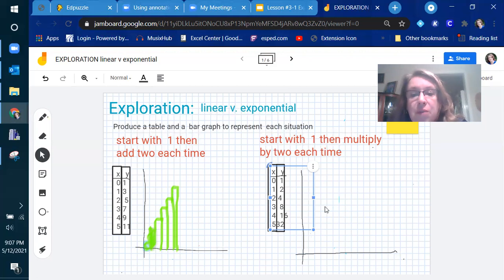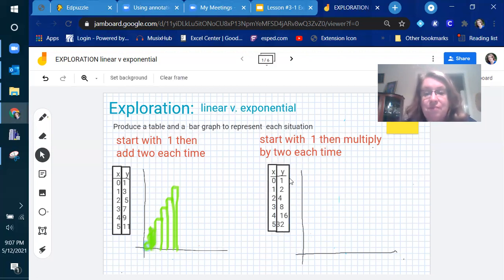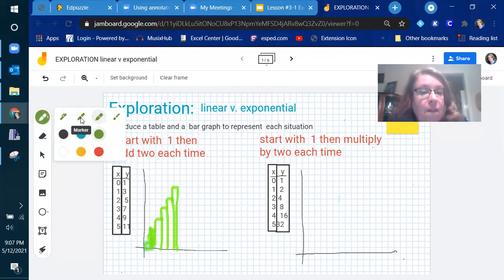Those numbers got a little bit hard to fit in my little graph. Let's see if I can make that a little bit easier. So, this is, let me do this one in red.